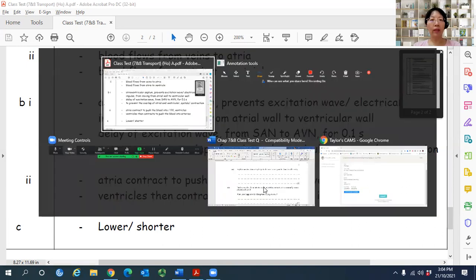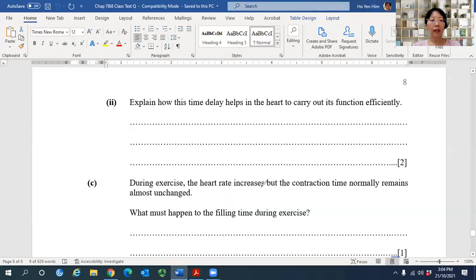All right, last question. Last question says that during exercise, the heart rate increases, but the contraction time normally remains almost unchanged. What must happen to the filling time during exercise? That means that in a normal condition, this is the number of heartbeats in a certain time interval. Now, when you exercise, the heart will beat faster, right? So the interval of every heartbeat becomes shorter already.